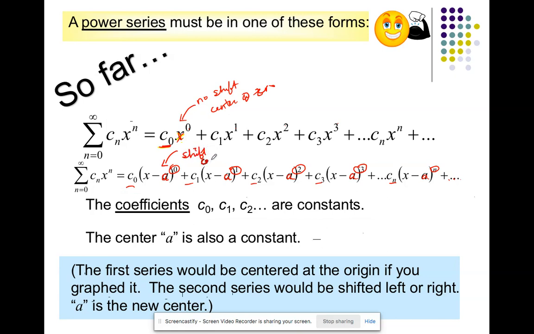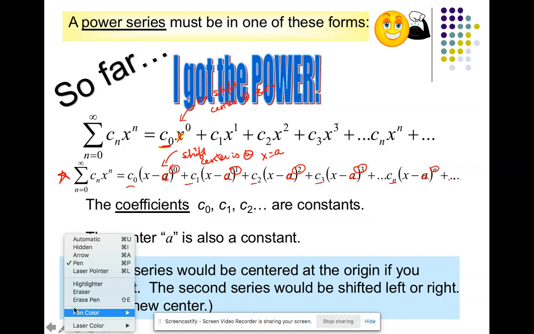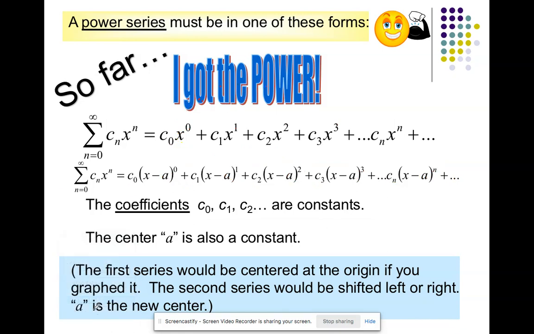This is a shift. Your center is at A. Right? So really, this is the only formula you need to remember, because if A is 0, well, then it naturally is this one, right? This is the form of your power series.